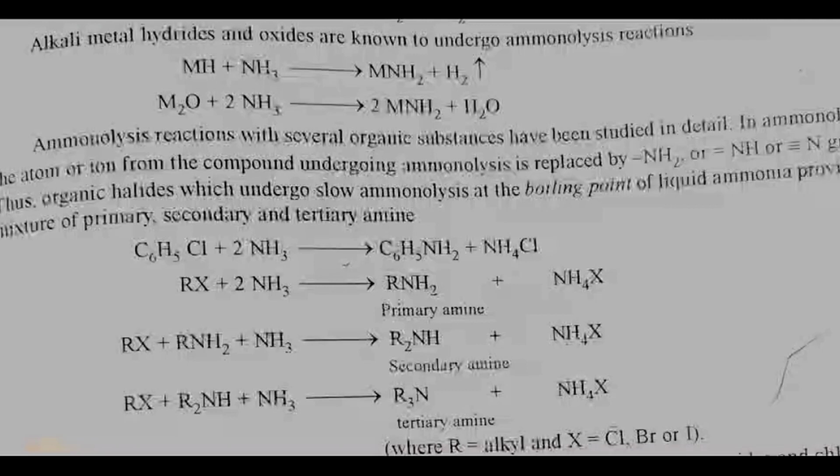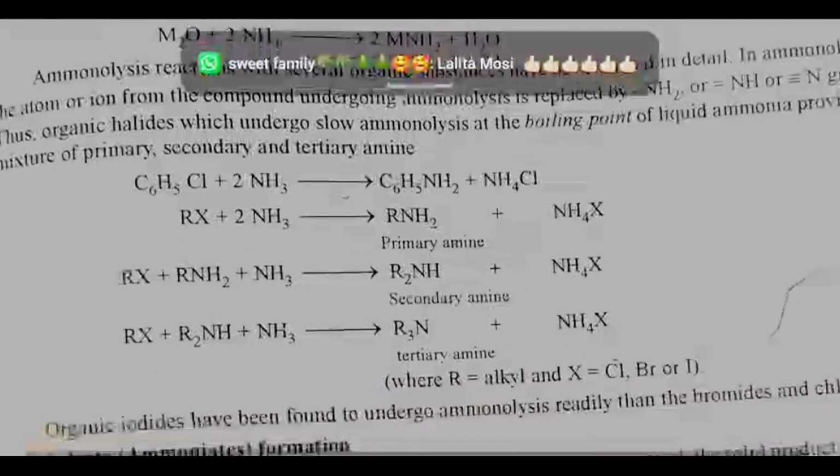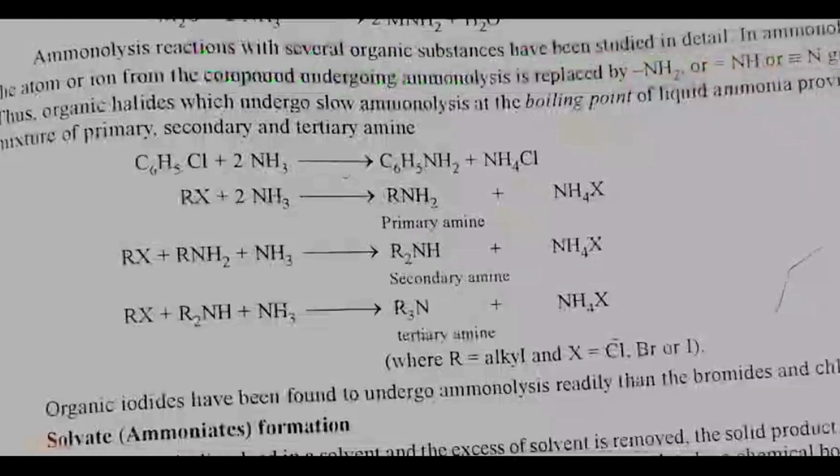Ammonolysis reactions with several organic substances have been studied in detail. In ammonolysis, the atom or ion from the compound undergoing ammonolysis is replaced by NH2, double bond NH or triple bond N group. Thus, organic halides undergo slow ammonolysis at the boiling point of liquid ammonia, providing a mixture of primary, secondary and tertiary amines.